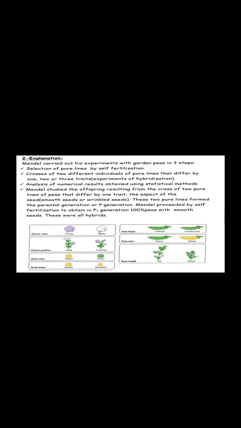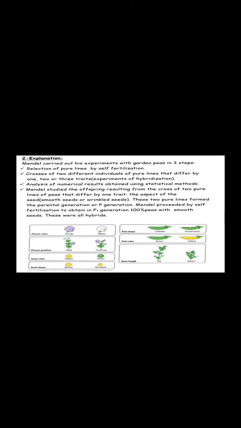We talked about this last time: what do I mean by pure lines? We said pure lines means that there is nothing in the trait other than the original trait. When I say he has pure green eyes, it means his eyes are green and there is nothing else hidden. So pure line means pure. For example, if the flower color is purple, it is really purple. So first of all he selected pure lines.